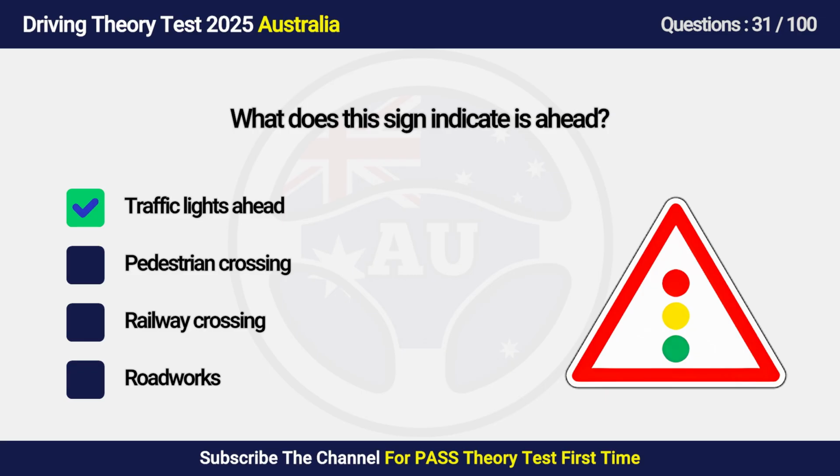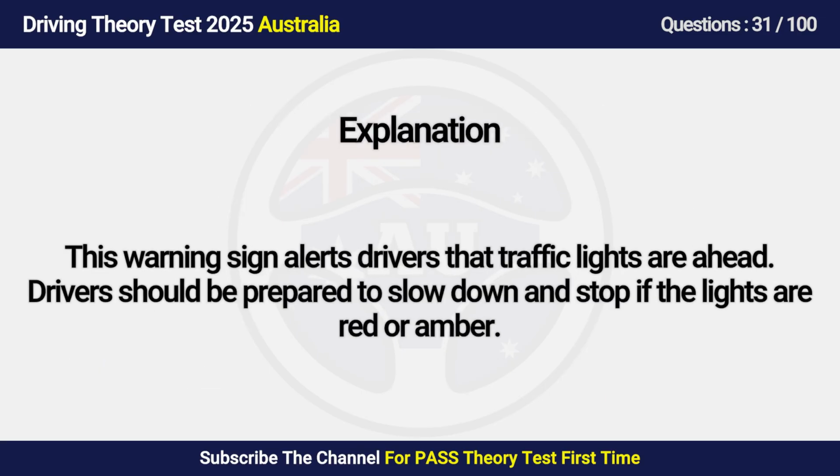Answer is A. Traffic lights ahead. This warning sign alerts drivers that traffic lights are ahead. Drivers should be prepared to slow down and stop if the lights are red or amber.